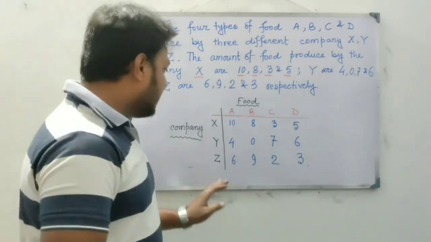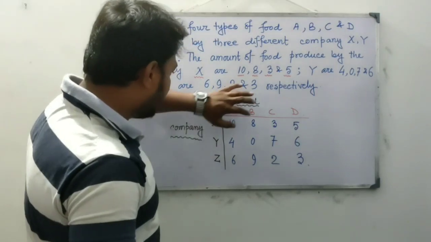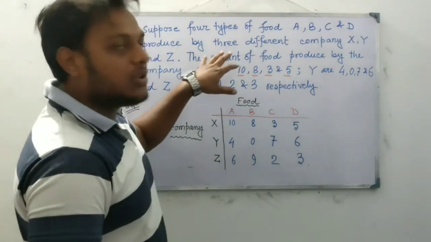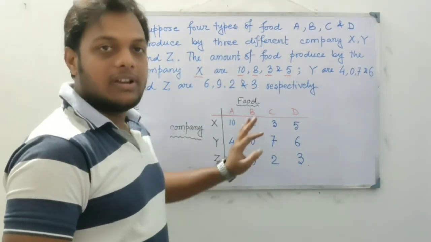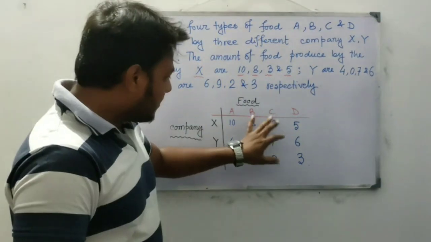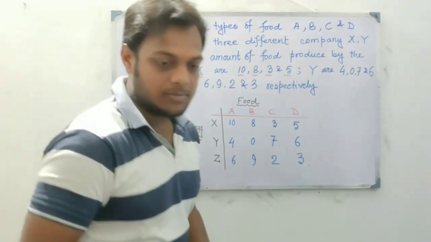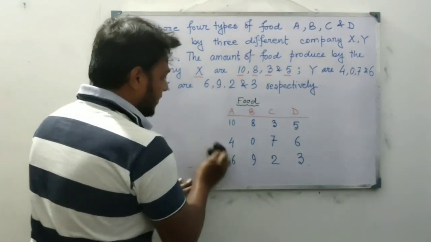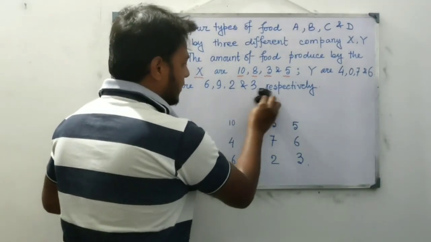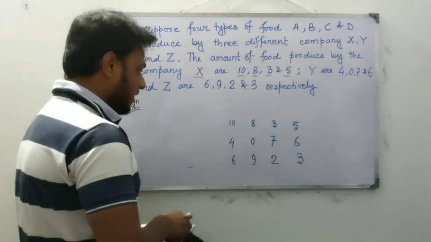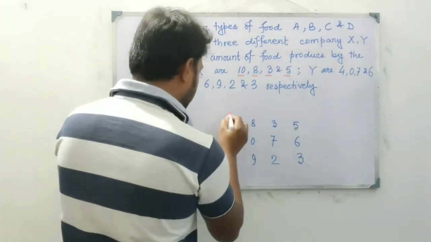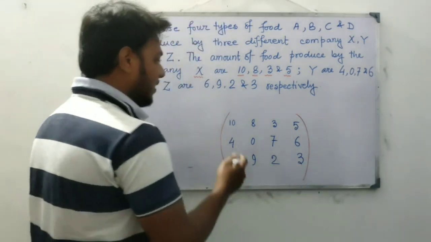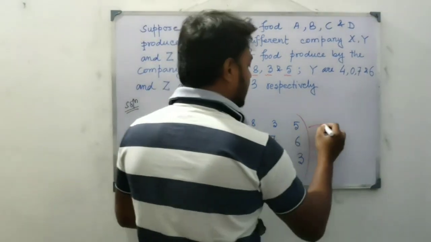Generally we will avoid the company names, foods, and all these things, and in your exercise this type of story will not be there. Direct matrices will be given. We can generate a matrix from this. Since this is a collection of data, if we write this collection of data inside brackets, then this is the matrix.